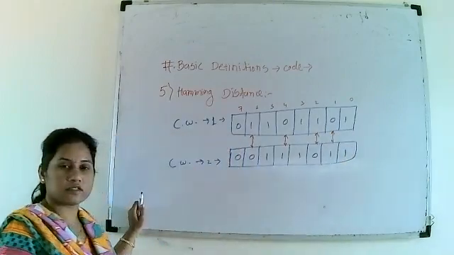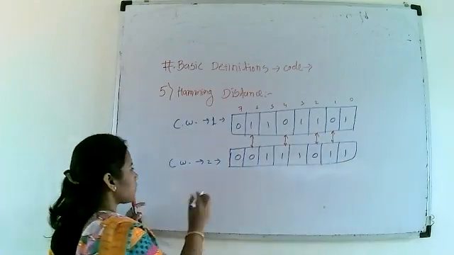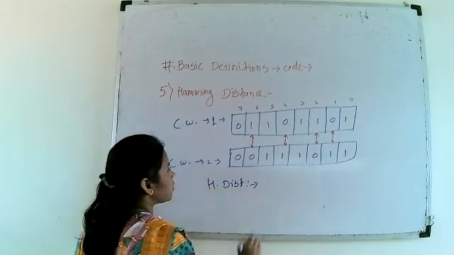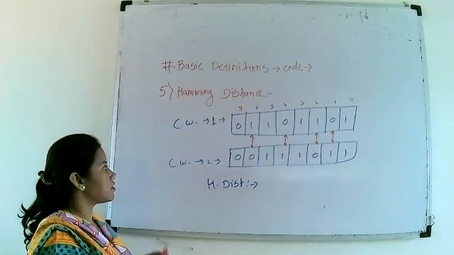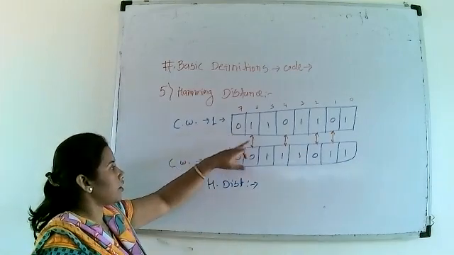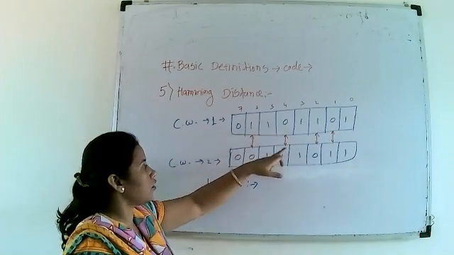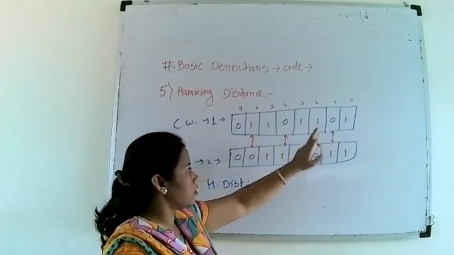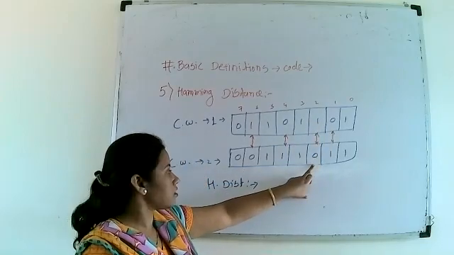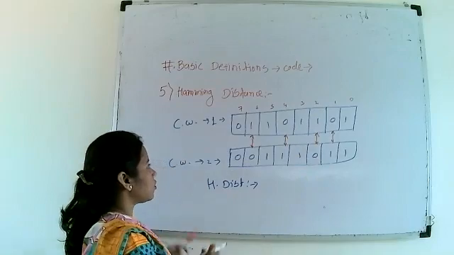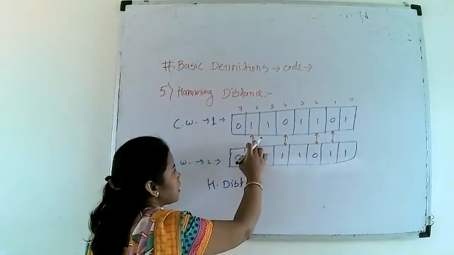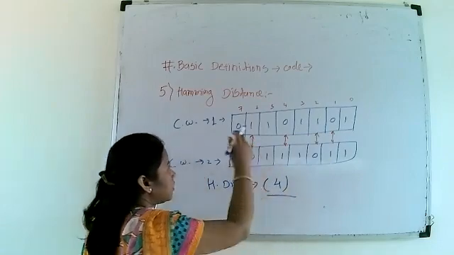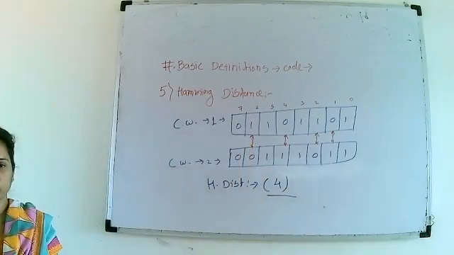What is the Hamming distance between them? The Hamming distance is the number of bit changes. Here it is 0, but in the second code word it is 1. It is 1 in the first code word, but there is a change in the second code word. That's why the total number of bit changes is 1, 2, 3, 4. So the Hamming distance between these two code words is 4.